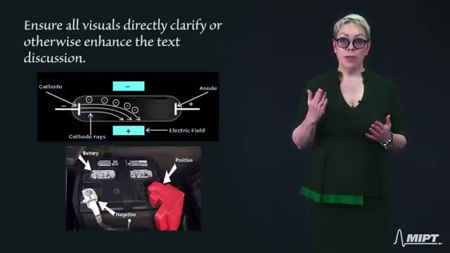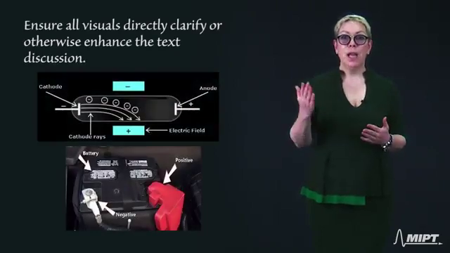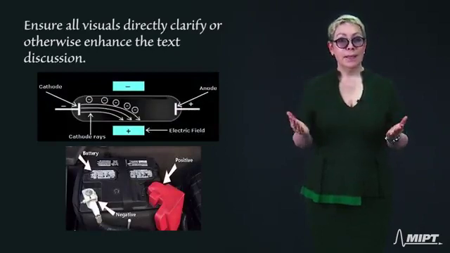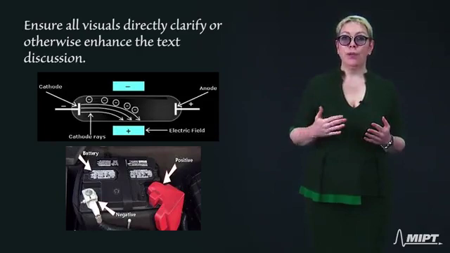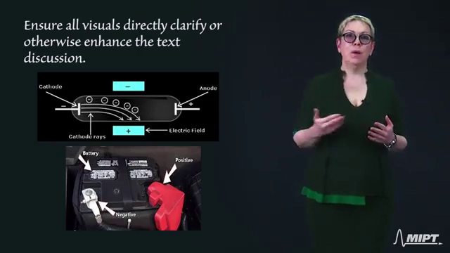Ensure all visuals directly clarify, or otherwise enhance, the text discussion. You need to integrate them into your report, not just stick them somewhere. That means that the labels and the captions used in the visual should match the text description that refers to the visual. For example, if you're describing the negative terminal of a diode, do not call it the negative terminal in the text and the cathode in the visual.